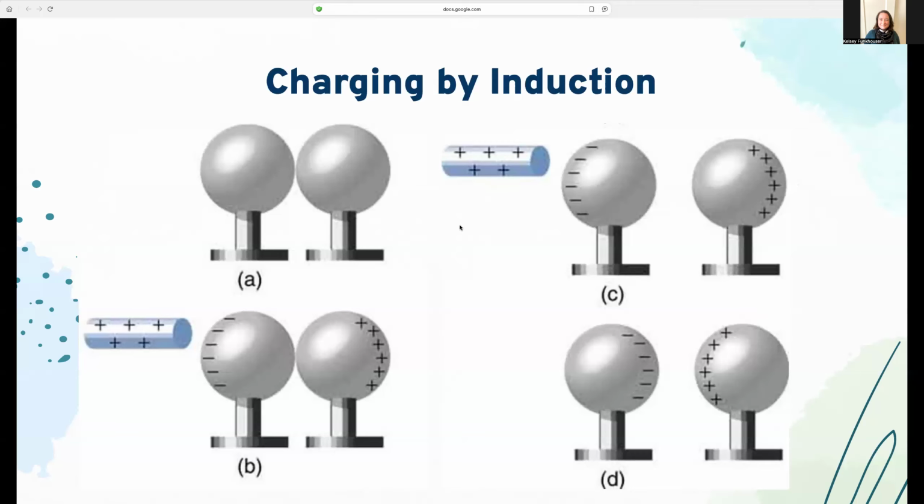All we did was bring that positively charged object nearby. That caused some polarization. And then with the rod still there, we just separated things so that we ended up with all those excess positives on one sphere and the excess negatives on the other. So this is induction, charging by induction.